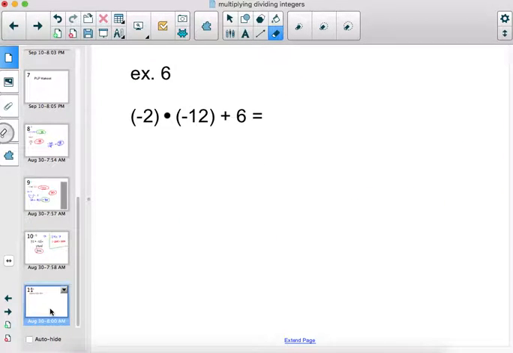Try this one. Actually, I'm gonna change it. I'm gonna change this to positive 2.